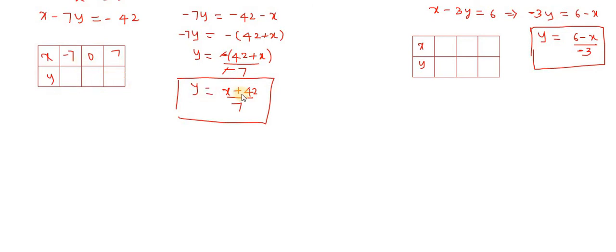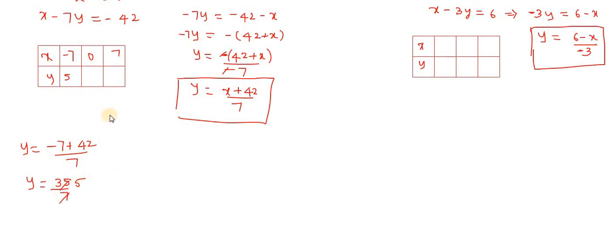Okay, now I'll take minus 7. Therefore y is equal to, if x is equal to minus 7, minus 7 plus 42 divided by 7. So what you'll get, minus 7 plus 42, how much? 35. 35 by 7 is nothing but 5. 7 ones are 7, 7 fives are 35.